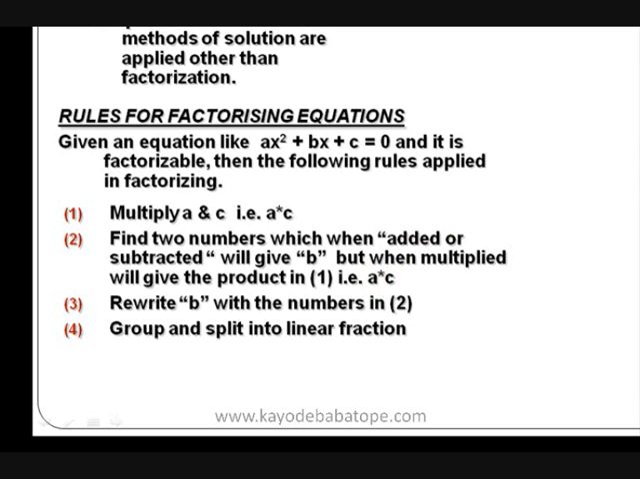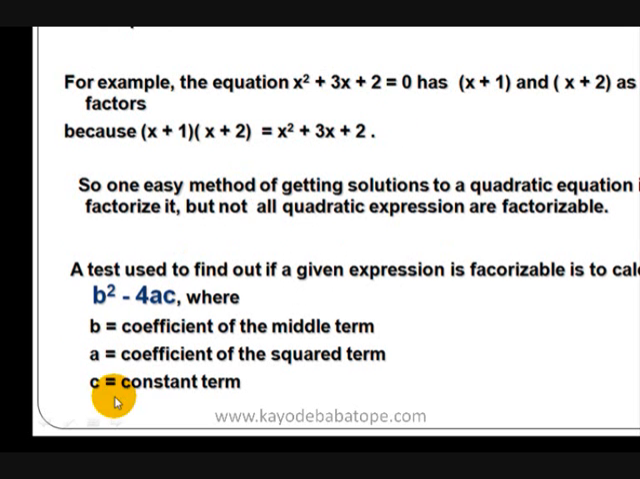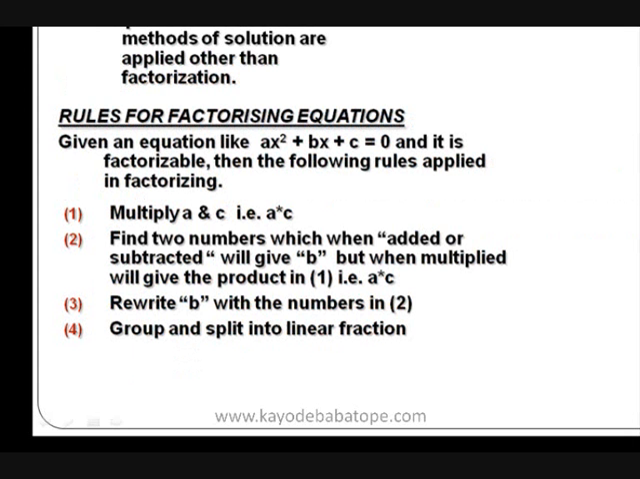Alright, what we are saying is this: after calculating the value of a times c, you now have to look for two numbers such that when you add up these two numbers, the sum will give you b. B, remember, is the coefficient of the middle term, whereas the product of these two numbers must give you a times c. I hope you understand, but even if you don't, when we get into the examples phase, I'm sure you will get it clear.